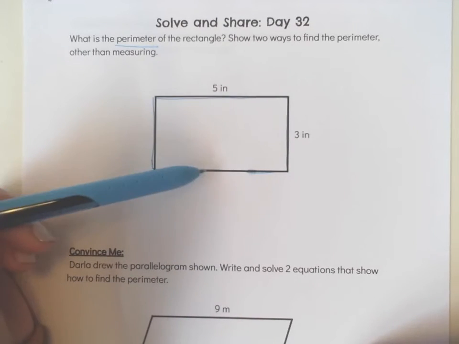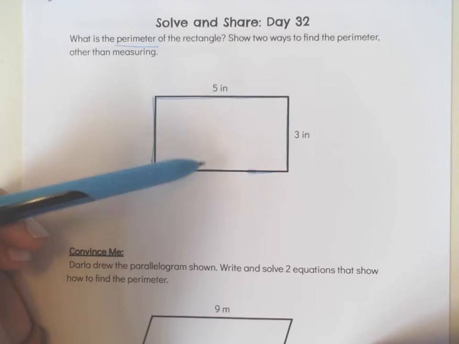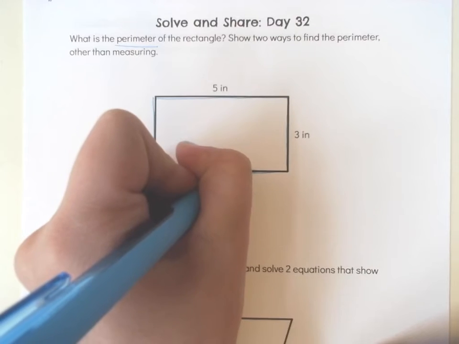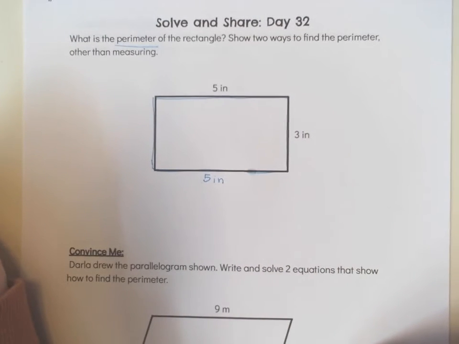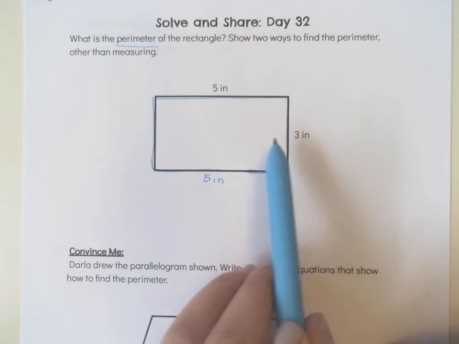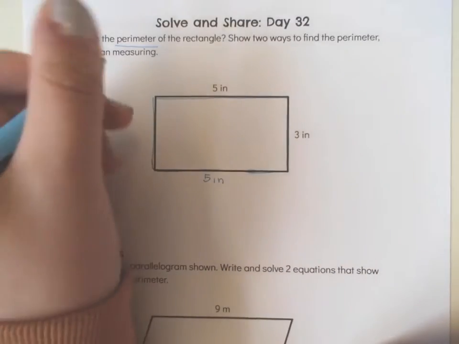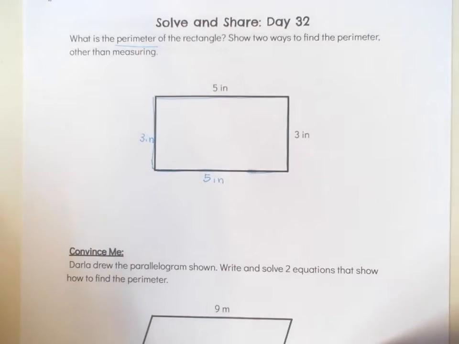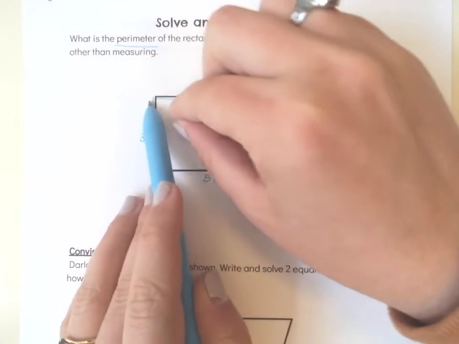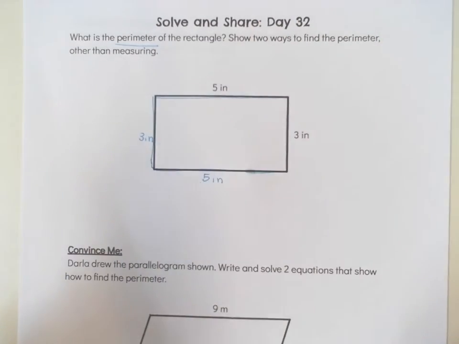Right, we know that this length and this length are equivalent, which means that if this side is 5 inches, that means that the opposite side is 5 inches. So if we apply that thinking to the width of our shape, we know that this side is 3 inches. They are equivalent in length, which means that this side is also going to be 3 inches. So now that we have all of our sides labeled, we have to show a way to find the perimeter other than taking a measuring tape and measuring it all the way across the shape. Okay? How could we do that?